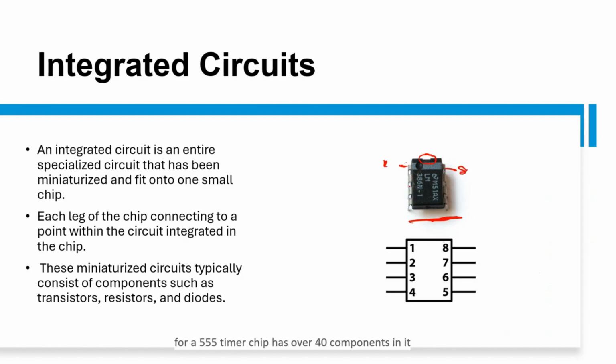So you can count 1, 2, 3, 4, 5, 6, 7, 8. Like that we can count and identify the pin numbers. Each pin has its own function. As we go into the experiments, we'll see what the function of each is.